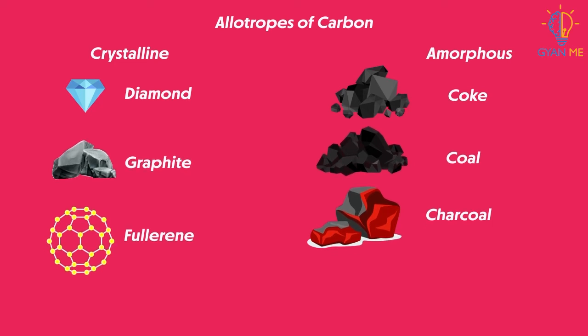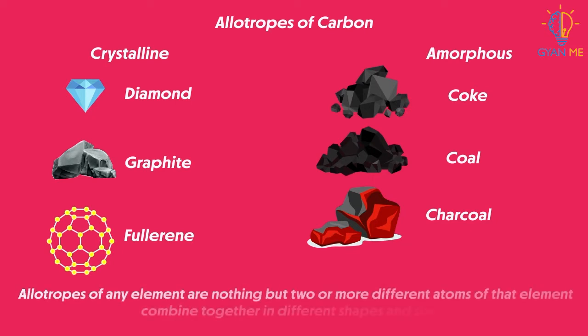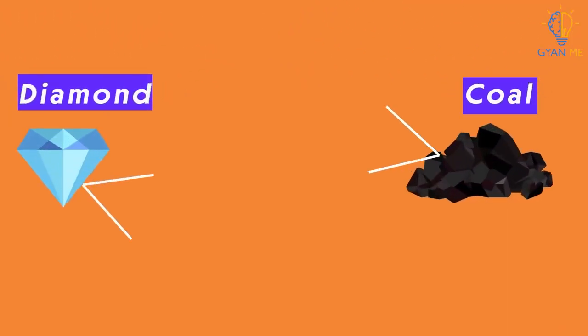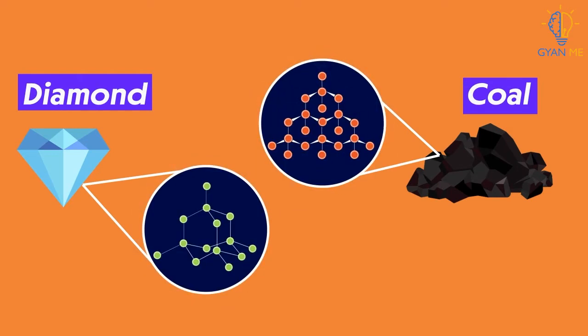Students, recall that allotropes of any element are nothing but two or more different forms of that element, combined together in different shapes and sizes, which exist in nature. They exist due to the different arrangement of atoms of that particular element.